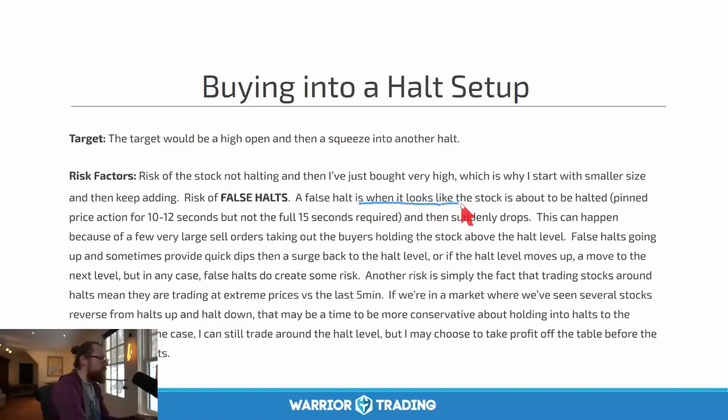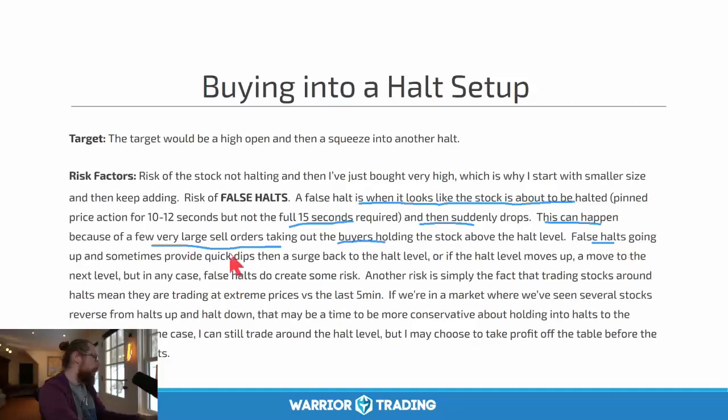So a false halt is when it looks like the stock is about to be halted, so it's pinned, that pinned price action for 10, 12 seconds, but not the full 15 seconds required, and then suddenly a big sell order goes through and it drops. This can happen because of a few very large sell orders taking out the buyers, holding the stock above the bid level or above the halt level at the bid.